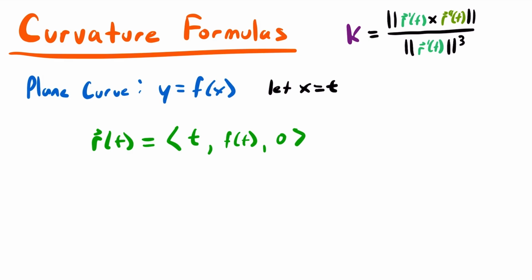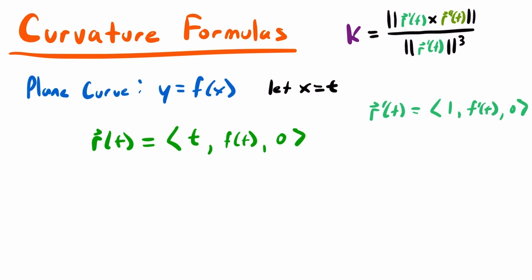All right, and so then if we're going to use this formula up here, we need to find the first and second derivatives of this vector function. So starting with the first derivative, r prime of t would be equal to a vector with components of 1, f prime of t, and 0. Right? The derivative of t is 1, the derivative of f of t is f prime of t, and 0 just stays as 0.